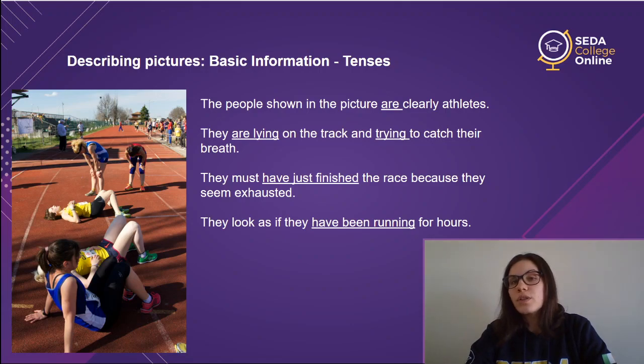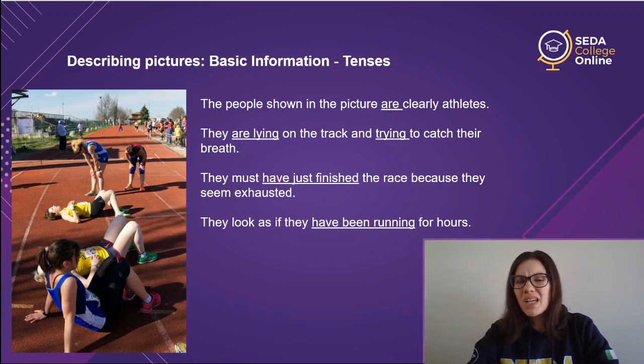Then I go to the present perfect simple. They must have just finished the race because they seem exhausted. And you see how I have used the modal again here in order to show certainty. Instead of just saying they have just finished the race, I tell you they must have just finished the race. Okay, it's a high possibility. And the last one with present perfect continuous, they look as if they have been running for hours.